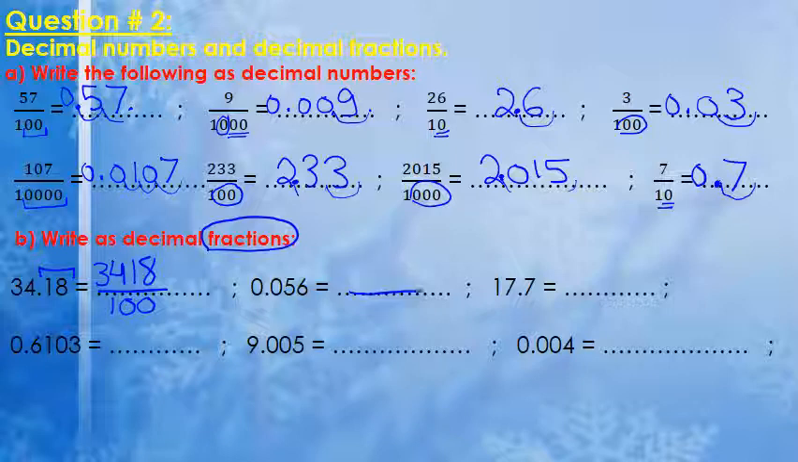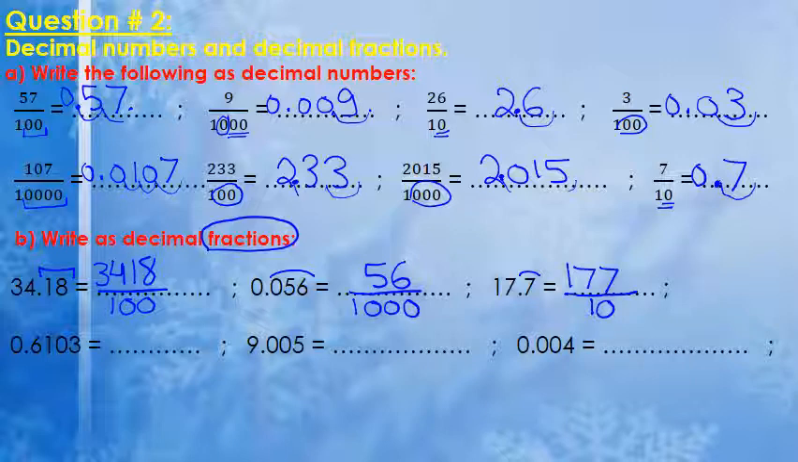So we write a line of a fraction. We have 3 digits, so we write 3 zeros in the denominator. We write the number as it is without the point. 17.7: we have 1 digit in the decimal part, so over 10, we write the number as it is without the point.